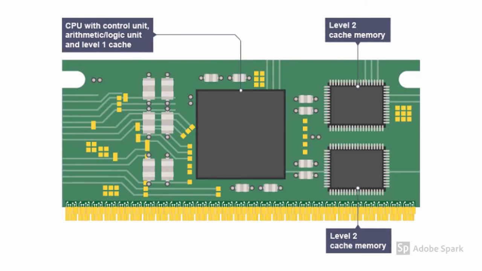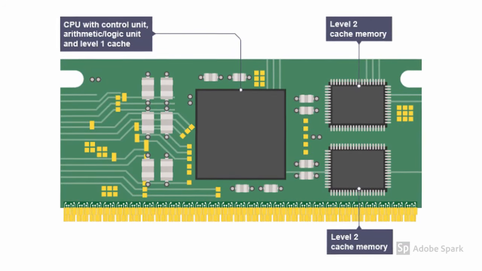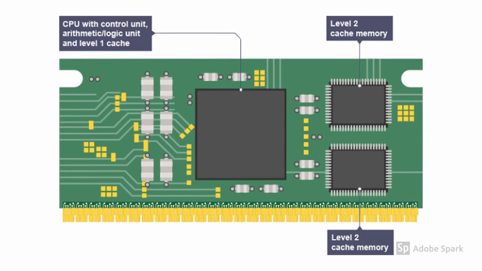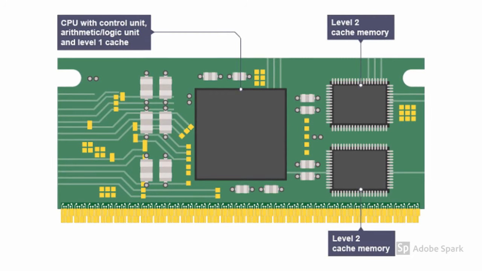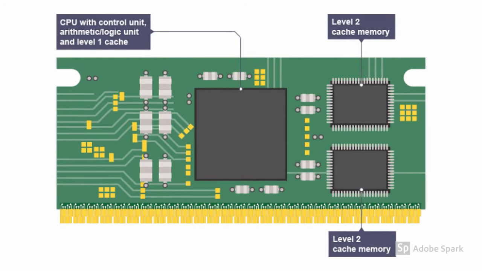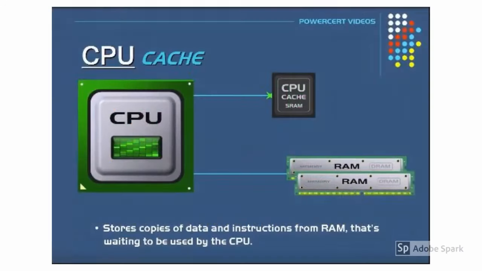CPU cache is memory that is located either on the CPU or close to it on a motherboard. It is used to reduce the time it takes for the CPU to access data. Since it is located either on the core or close to it, using CPU cache is faster than accessing data from main memory via a bus.